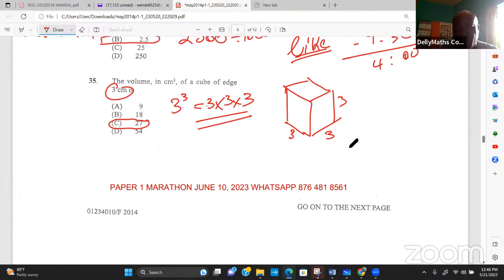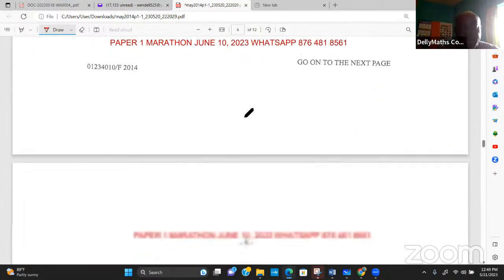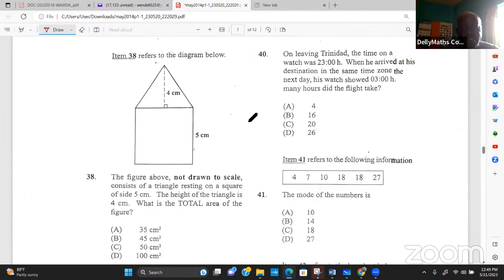All right, let's see. That's 37. We're at 38. Item 38 refers to the diagram below. It says the figure above, not drawn to scale, consists of a triangle resting on a square with side length 5. So this is 5, this is 5, that means this is 5. It's a square. The height of the triangle is 4. What is the total area?